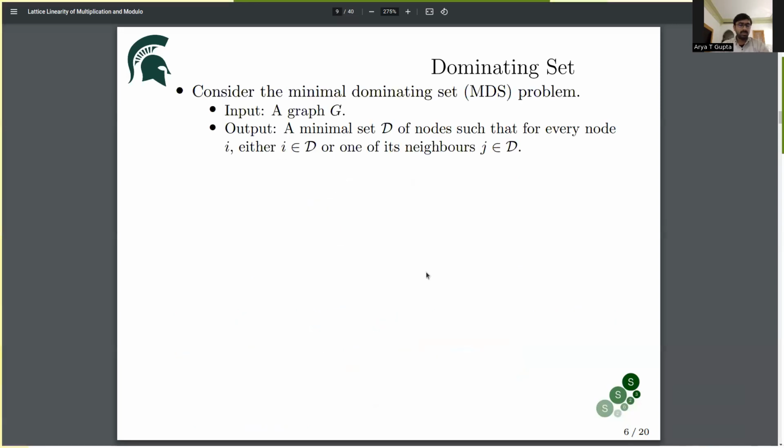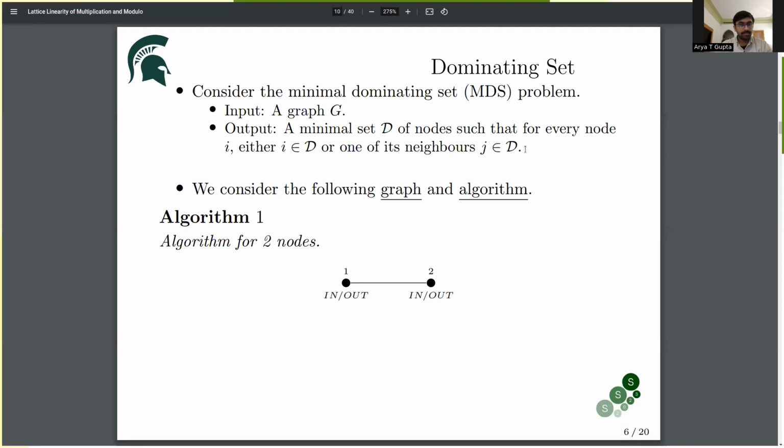Let's look at an example problem, the minimal dominating set problem. We have an input, a graph G. A node I is called dominated when it is in the dominating set, or if one of its neighbors is in the dominating set, and we want to make the whole graph dominated, meaning we want to dominate all the nodes, but minimally. We are going to consider this for this graph.